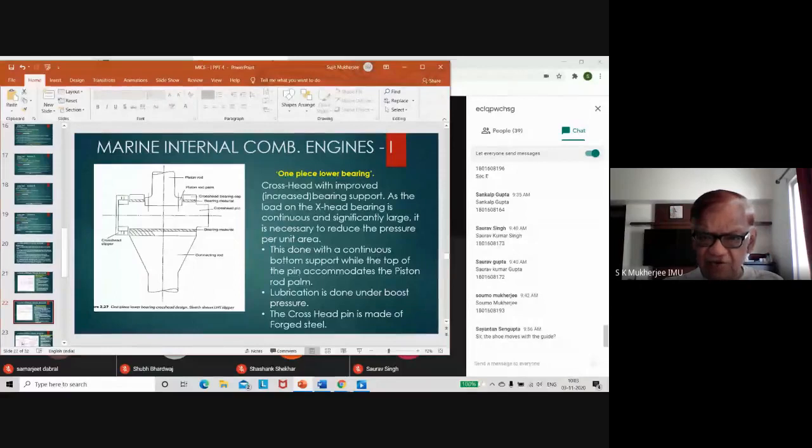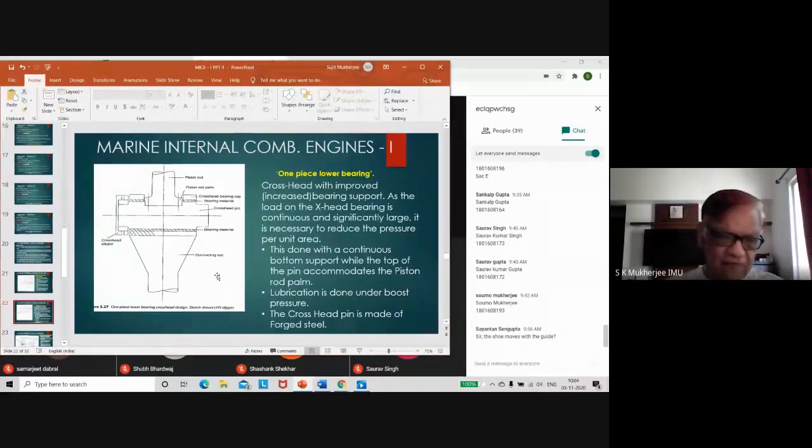This is done with a continuous bottom support while the top of the pin accommodates the piston rod palm. You see, the top of the pin does not have so much load. So it is machined out and a flat surface is achieved on which the piston rod is directly bolted onto the crosshead pin. Okay. Lubrication is done under boost pressure. When we do lubrication of engines, we will do this. Lubrication is done under boost pressure, by increased pressure. And the crosshead pin is also made of forged steel. What is forged steel? Forged steel is actually machined out from wrought iron.